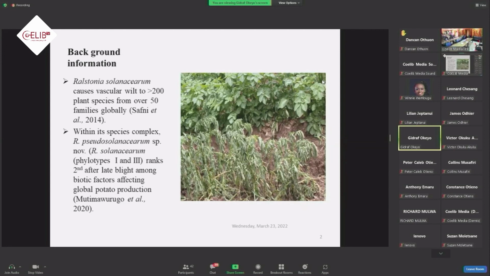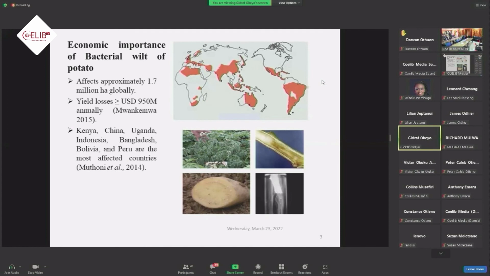Around 2014, there was some renaming, and we find that it is now classified as the Ralstonia solanacearum species complex, phylotypes 1 and 2, the most damaging species affecting solanaceous crops, mainly potato, leading to high yield losses. Globally, over 1.7 million acres are affected, resulting in high losses estimated at more than $950 million US. The key countries affected are Kenya, China, Uganda, Bangladesh, among others.